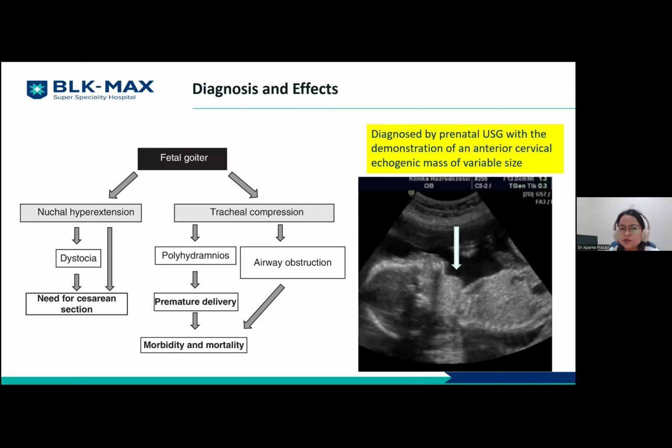And if the vascularity is maintained and the bone age is also less, with baby's IUGR, it can be a hypothyroid goiter. In fetal goiter, there can be nuchal hyperextension, which can cause dystocia and the need for cesarean delivery. Further, it can cause tracheal compression, and there can be difficulty in fetal swallowing of the amniotic fluid, which can cause polyhydramnios, premature delivery, and airway obstruction, and increase mortality and morbidity.